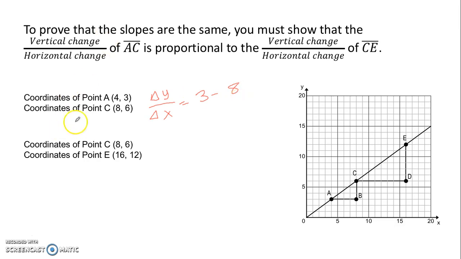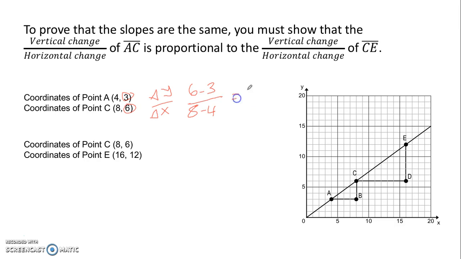Oops, I don't know where I got that, oh man. We want 6 minus 3. So let's erase this. I apologize. Try again. All right, so we have the change in y over the change in x. We have 6 minus 3 over 8 minus 4.